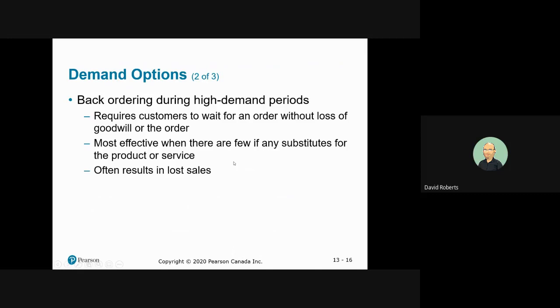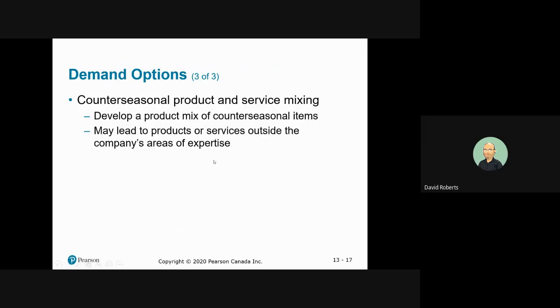You can also have back ordering, which is dangerous because somebody might just say, I'm not going to wait. And as you can see, it often results in lost sales. So having back orders is not necessarily a good thing. Counter seasonal product, what that means is if you have a product that sells well in the winter, you need to find something that sells well in the summer, otherwise your plant will be idle.